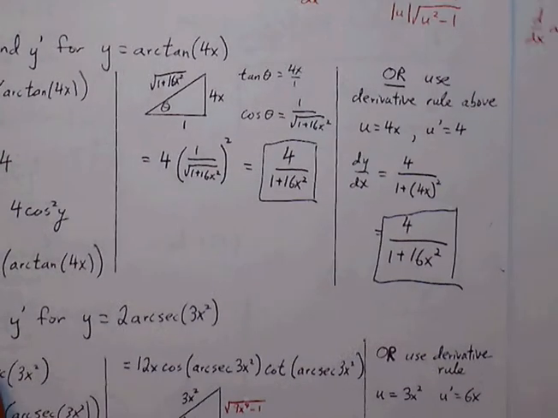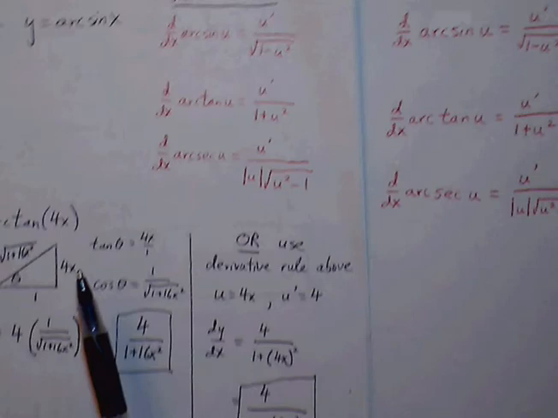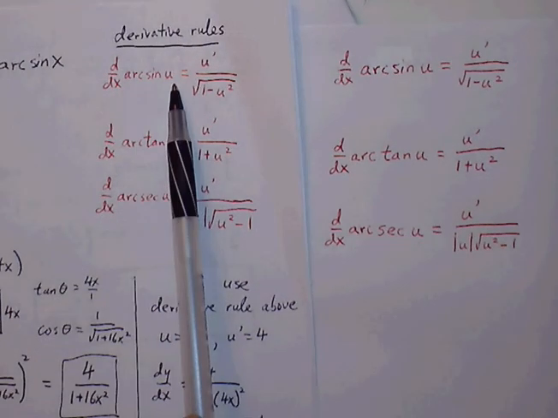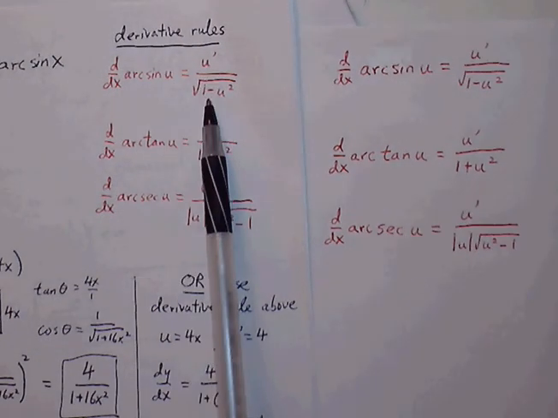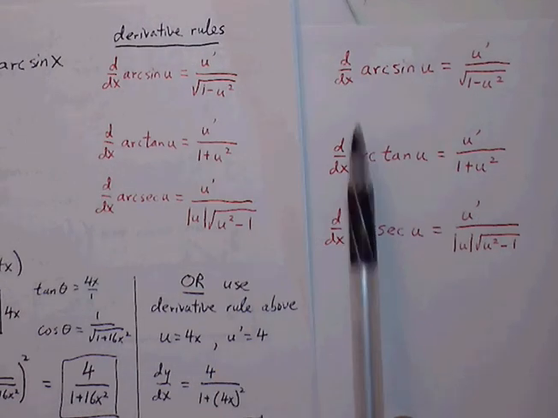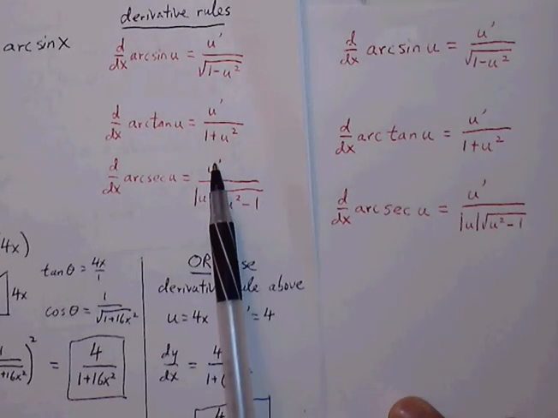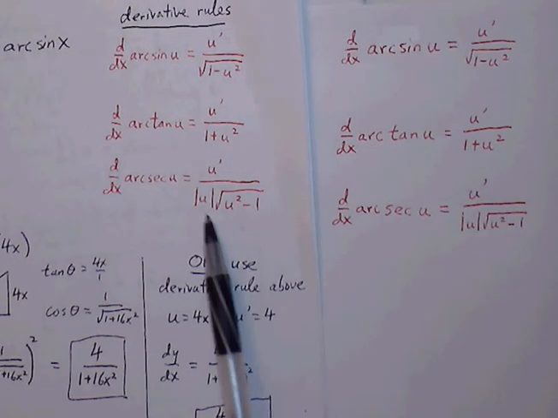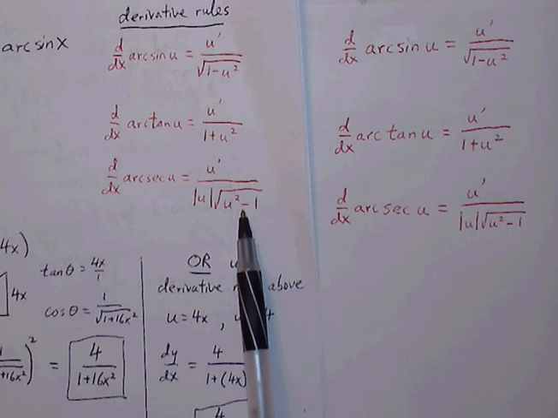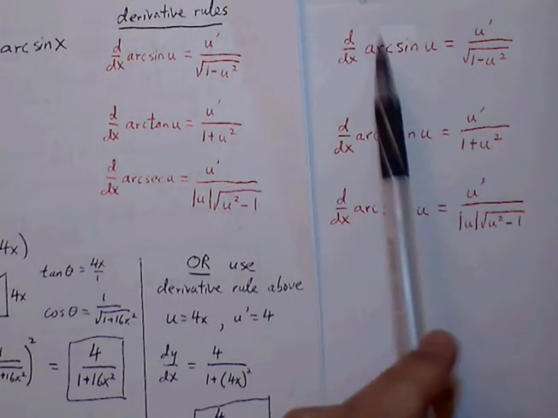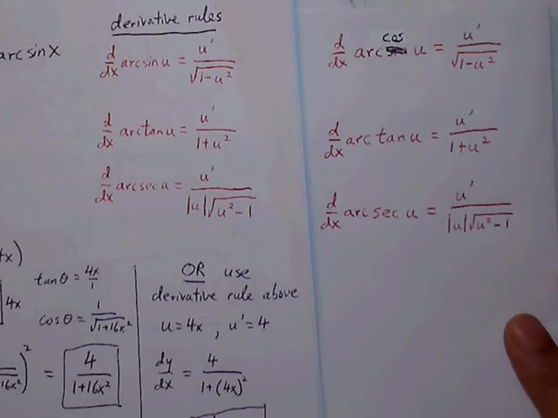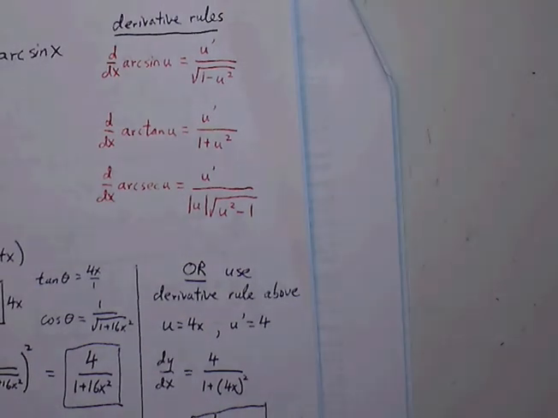So here are the derivative rules. Okay. The derivative of arcsine of u is simply u prime over the square root of 1 minus u squared. And the derivative of arctangent of u is u prime over 1 plus u squared. And the derivative of arcsecant of u is simply u prime over the absolute value of u times the square root of u squared minus 1. Okay. I made a typo here. This is actually arccosine of u.